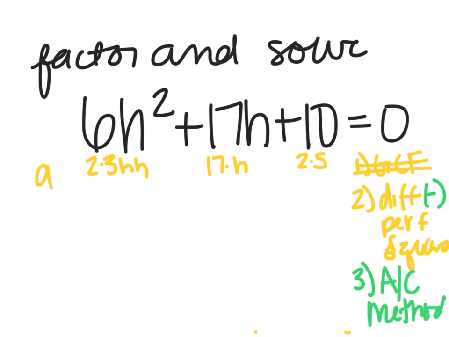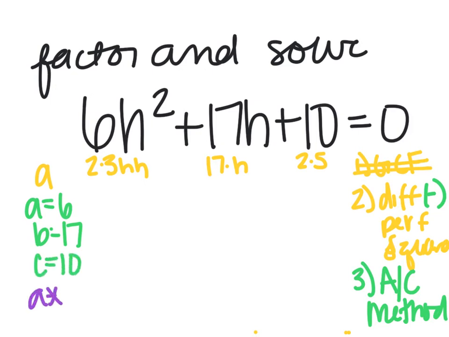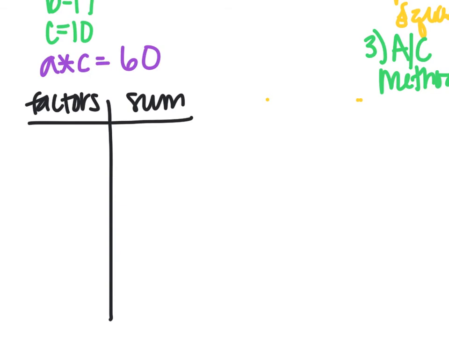And the AC method is where I need to identify A, B, and C. So A in this case is 6, B is 17, and C is 10. So then I'm going to multiply A times C, which is 6 times 10, which is 60. So now I'm going to list out all of my factors of 60.